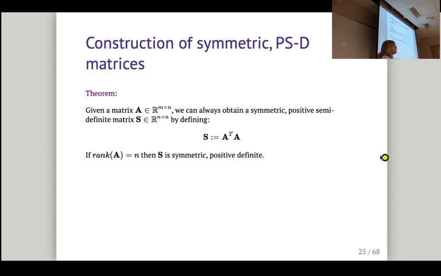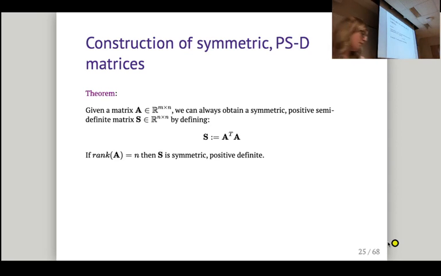That's symmetric, that's positive definite, if the rank is n. If it's not, then it won't be positive definite. So that's how we get around this problem. Even if A isn't square, A transpose A will be.